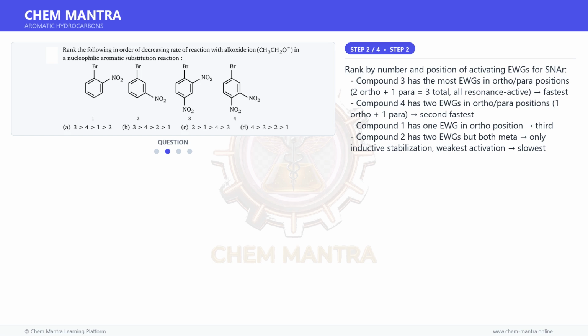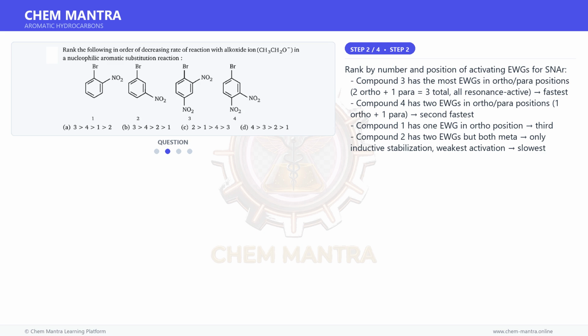Rank by number and position of activating EWGs for SNAr. Compound 3 has the most EWGs in ortho-para positions. 2 ortho plus 1 para is equal to 3 total, all resonance active, fastest. Compound 4 has 2 EWGs in ortho-para positions, 1 ortho plus 1 para, second fastest.